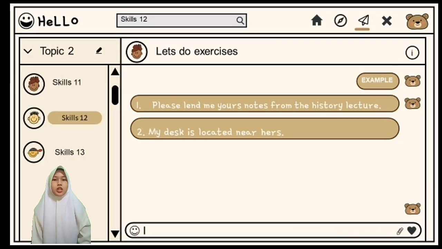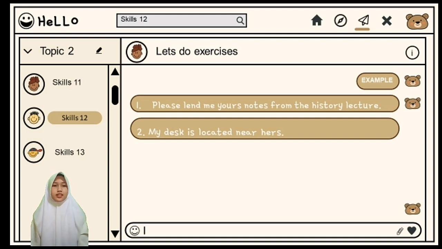Let's do exercise for skills 12. Number 1. Please lend me yours notes from the history lecture. Is this correct sentence or incorrect? And the answer is incorrect. Why? Because in this sentence we have a noun, notes. And of course, yours in here is incorrect. And the correct answer must be your. Please lend me your notes from the history lecture.